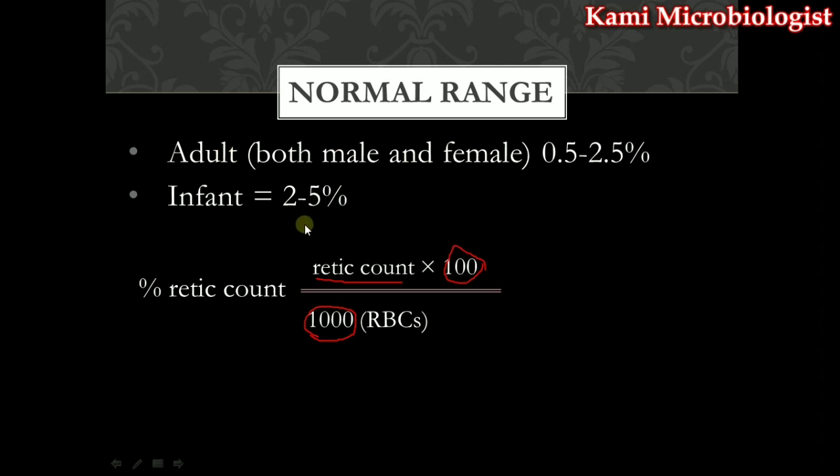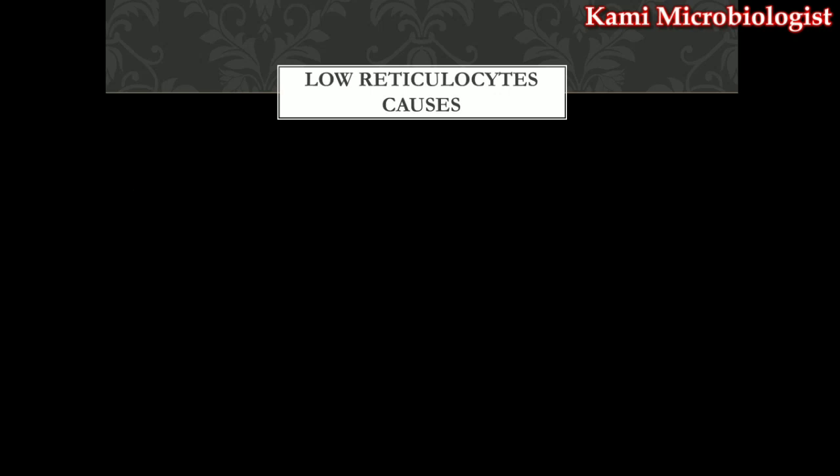It is due to the immature functioning of the bone marrow, because we know that in the infant the bone marrow is not properly functioning. The bone marrow is not fully mature, we can say. That's why the reticulocyte count is a little bit increased compared to the adult. So it doesn't mean that it is abnormal, it is actually a normal case.